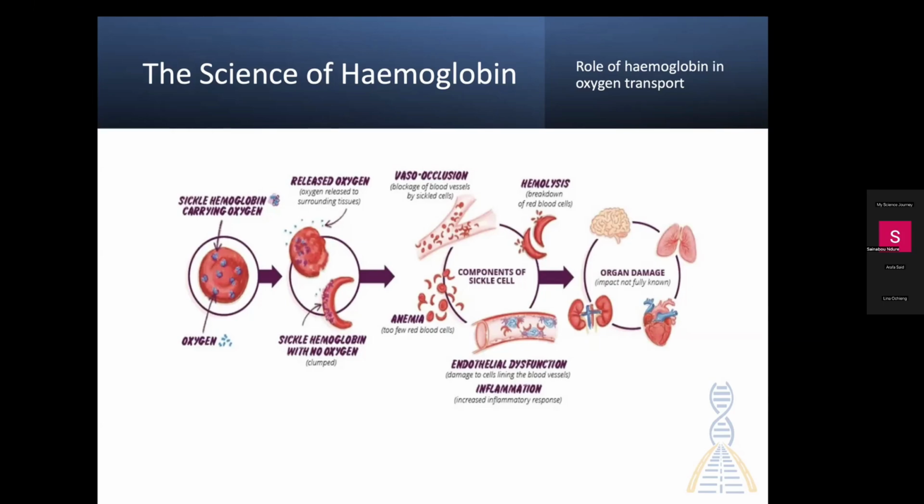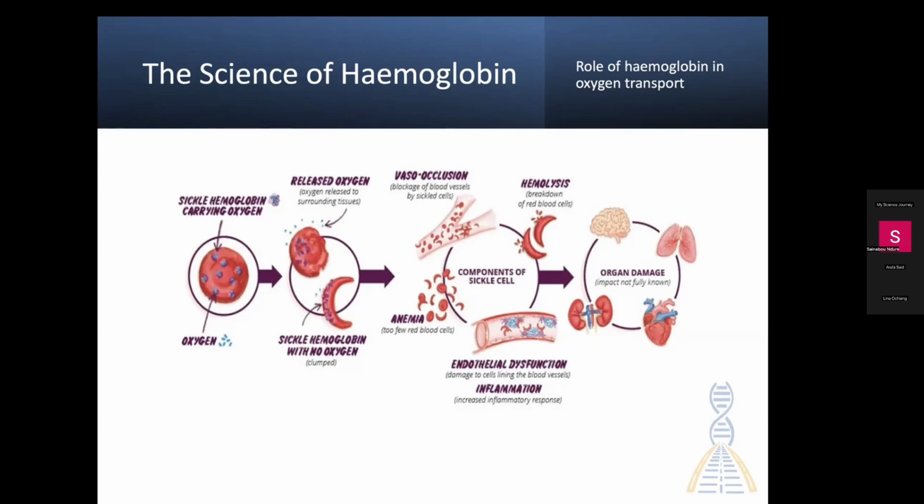So we have fewer red blood cells, which leads to anemia, but also because the red blood cells are sticky, we have blockage of blood vessels with the sickled cells, which leads to what we call vaso-occlusion. But because the liver is sensing that these red blood cells are not fit, they try to break them down. We have a lot of hemolysis, and we also have damage to the cell linings of blood vessels, which we call endothelial dysfunction.